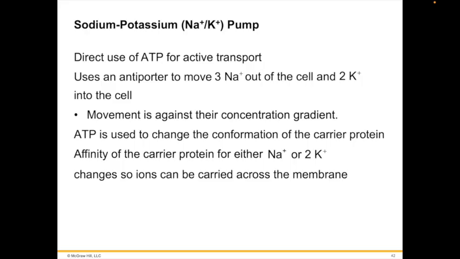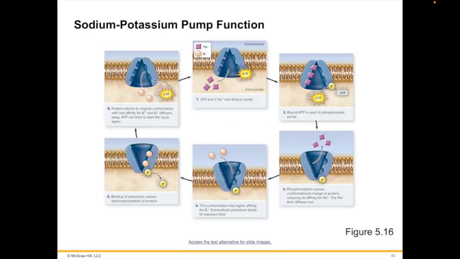The sodium-potassium pump works through the following series of conformational changes in the transmembrane protein. This is summarized here before you, and this is the figure shown in your textbook. It says figure 5.16, so there you go. With ATP bound to the pump, 3 sodium ions bind to the cytoplasmic side of the protein. The bound ATP is hydrolyzed to ADP, transferring a phosphate group to the pump. The protein is now phosphorylated.